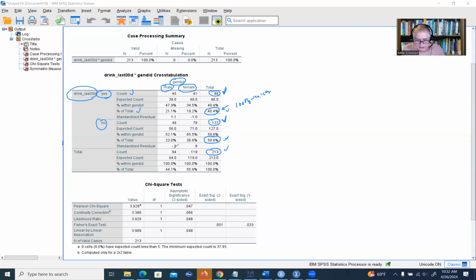Then we can also look at this in terms of the columns for our second variable. Down here, we've got 94 for the number of males. So that's the count for the number of males, 94. The count for the number of persons identifying as female is 119.